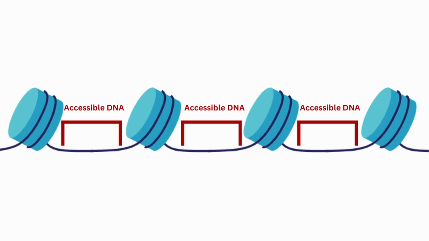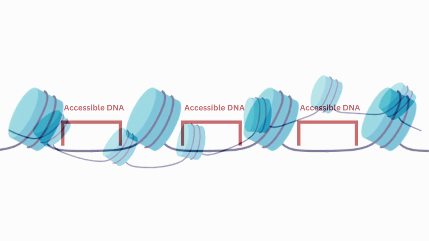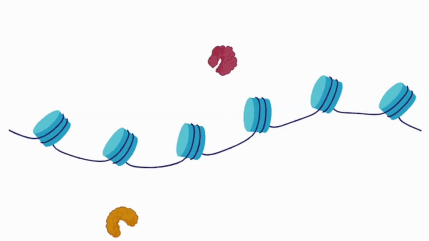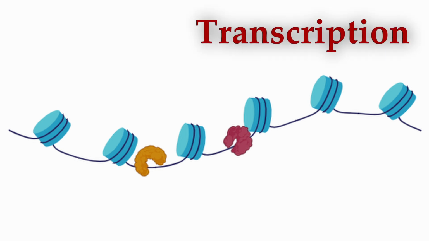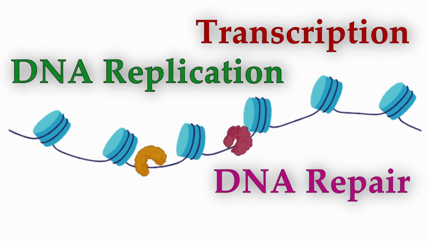Once the chromatin is open, DNA regulatory elements, such as that in gene promoters, become exposed, so proteins can access the DNA material within the chromatin to perform important functions such as transcription, DNA replication, or repair.